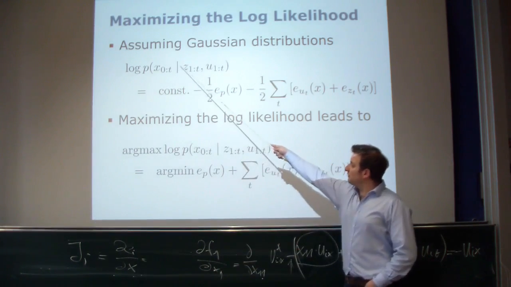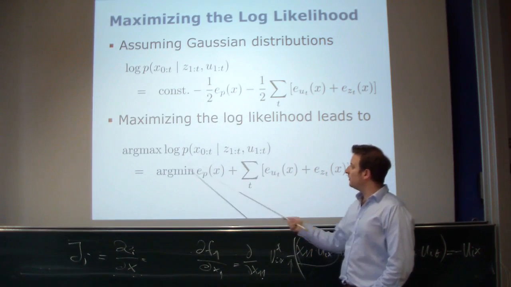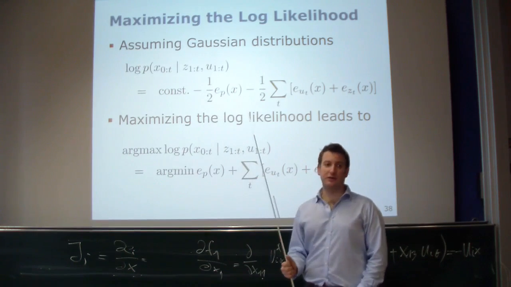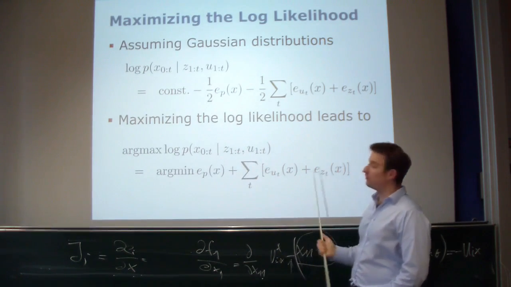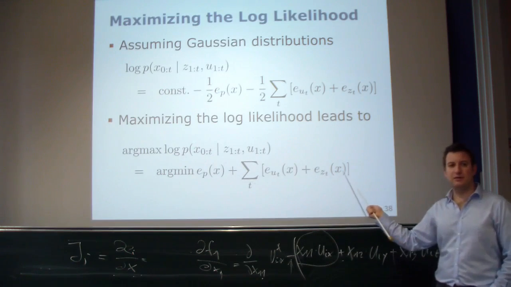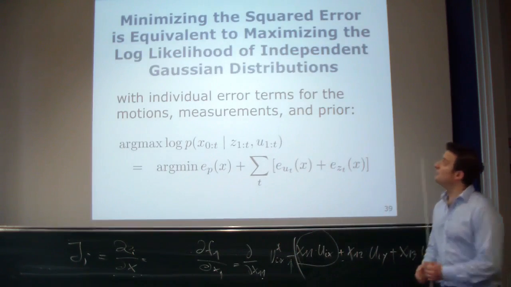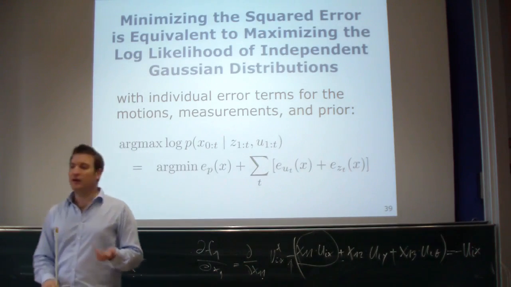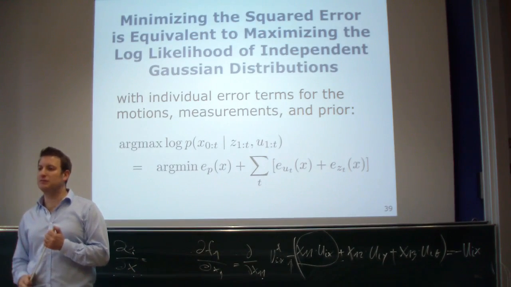So maximizing this function, the argmax of the log of these probabilities, is equivalent to the minimization of the negative term, and I can ignore all the constants. So I end up with this value, this value, this value. And this is exactly the form that I have in my error minimization. So minimizing the squared error is equivalent to maximizing the log likelihood in terms of Gaussian distributions where the individual error terms are independent of each other.